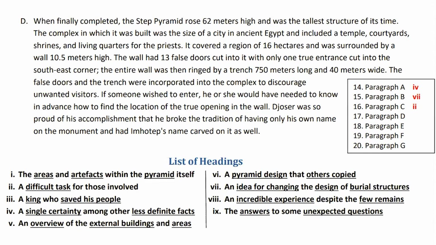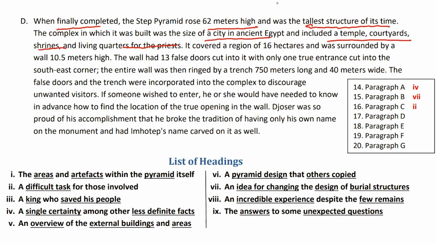So let's try this method in paragraph B. When finally completed, the step pyramid rose 62 meters high. It went up to this much height and was the tallest structure of its time. So it was the tallest structure. And the complex in which it was built was the size of a city. It was great in ancient Egypt and included a temple, courtyards, shrines, and living quarters for the priests.